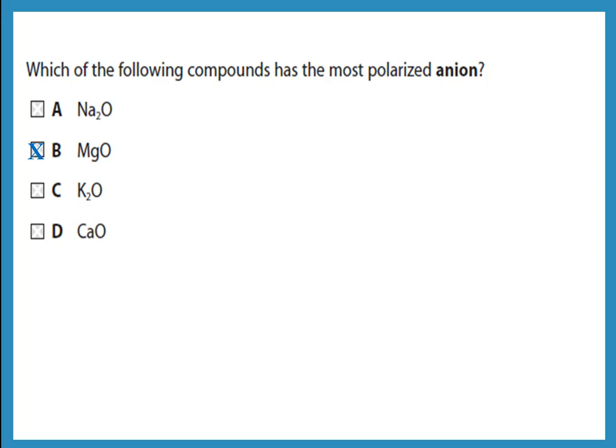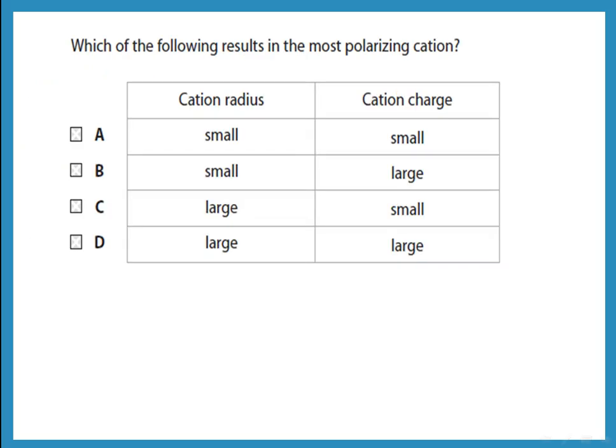The sodium and potassium have a charge of 1, so that is small. So the choice is between magnesium and calcium. Well, magnesium is smaller, so that's the one we took. Which of the following results in the most polarizing cation? Again, we said that the cation, the positive, should be small and the charge should be large.